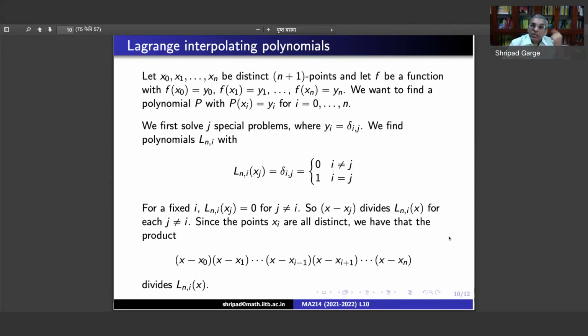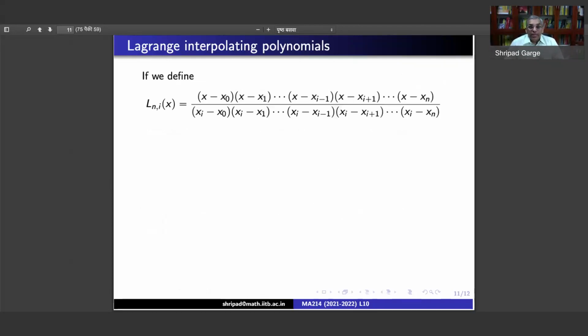So that value is non-zero, and if you divide this polynomial by that non-zero value, then the value of that divided polynomial at xi will be 1. And since you are multiplying this polynomial by some non-zero scalar, the values at all other xj remain 0. They will not change. So that's the small trick here.